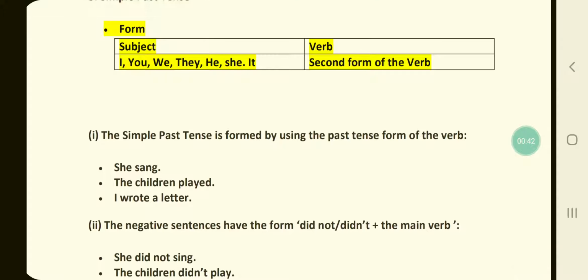Children, the simple past tense is formed by using the past tense form of the verb, and that is actually the second form of the verb. For example, she sang, the children played, I wrote a letter. Now, children, if you compare these three sentences, you will find that sentence number 1 and sentence number 2 do not have any object. Thus, it is intransitive by nature. Whereas the third sentence, that is I wrote a letter, letter is an object. Henceforth, it is transitive by nature.